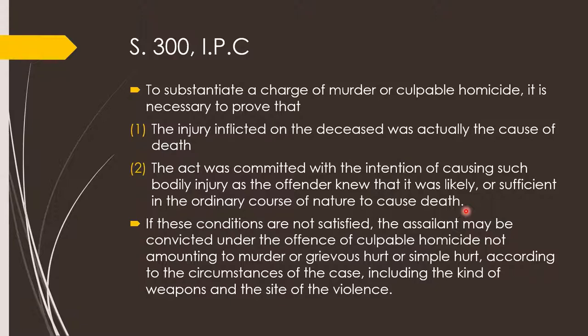And if these two conditions are not satisfied, the assailant may be convicted under the offense of culpable homicide not amounting to murder. So the charge of 300 will not stay, and the charge of homicide or murder will be converted to the charge of culpable homicide not amounting to murder, that is 304, or it can be grievous hurt 320, or simple hurt, according to the circumstances of the case, including the kind of weapons and the site of violence.